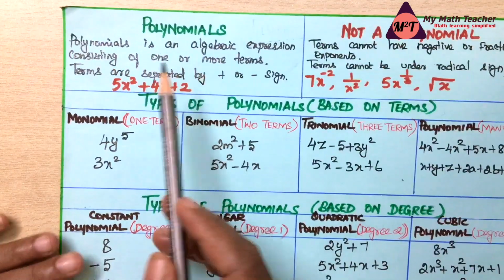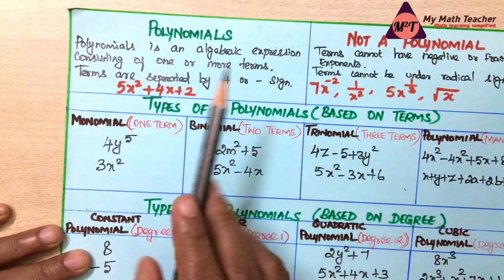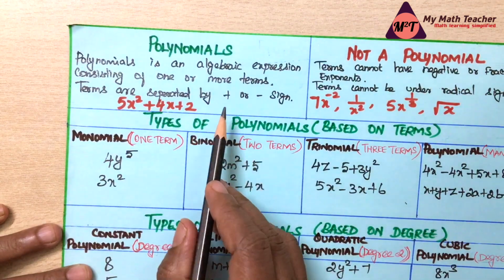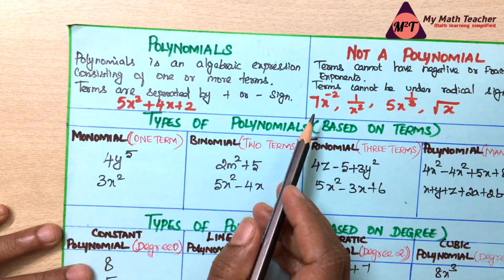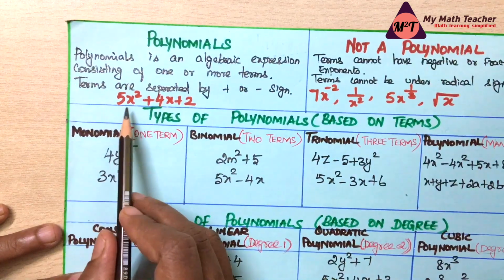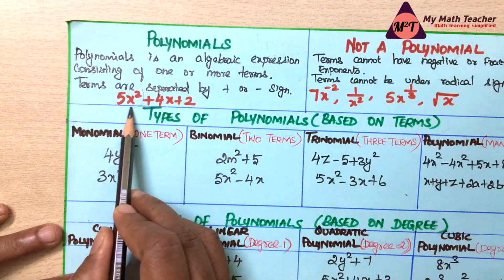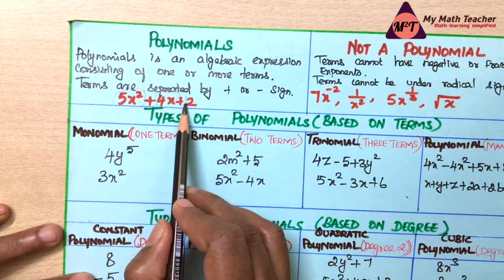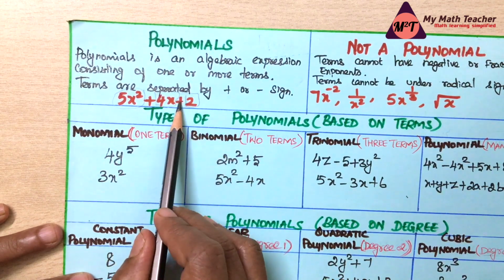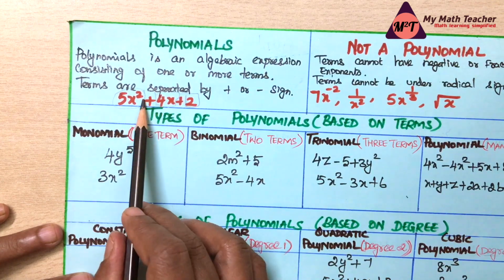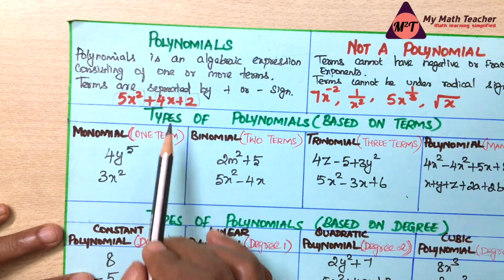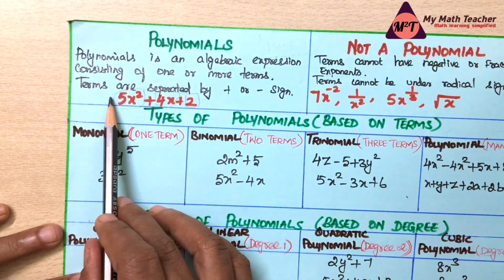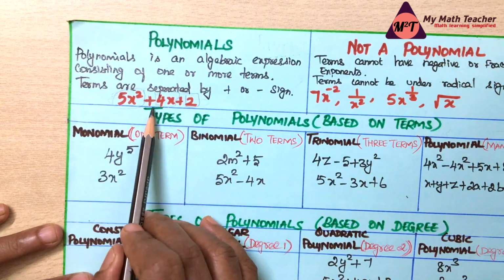Polynomials. What are polynomials? A polynomial is an algebraic expression which contains one or more terms. So that we know the terms are separated by plus or minus sign. Okay. For example, 5x square is one term, 4x is the second term and 2 is the third term. They are joined together with the operator that is plus here. So in general it is called a polynomial. As a whole it is referred to as a polynomial.